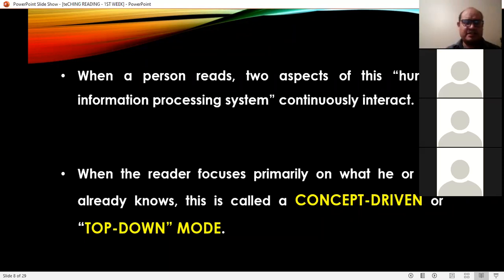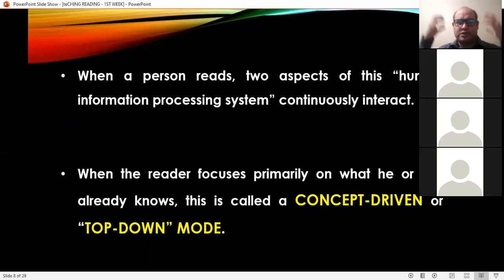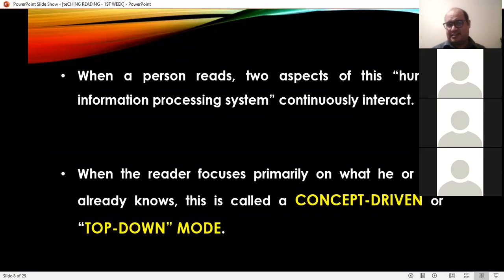Remember this, top-down mode. You use your prior knowledge, your previous knowledge, your background knowledge in order to identify the meaning of the test. All right? So we call this the top-down mode.